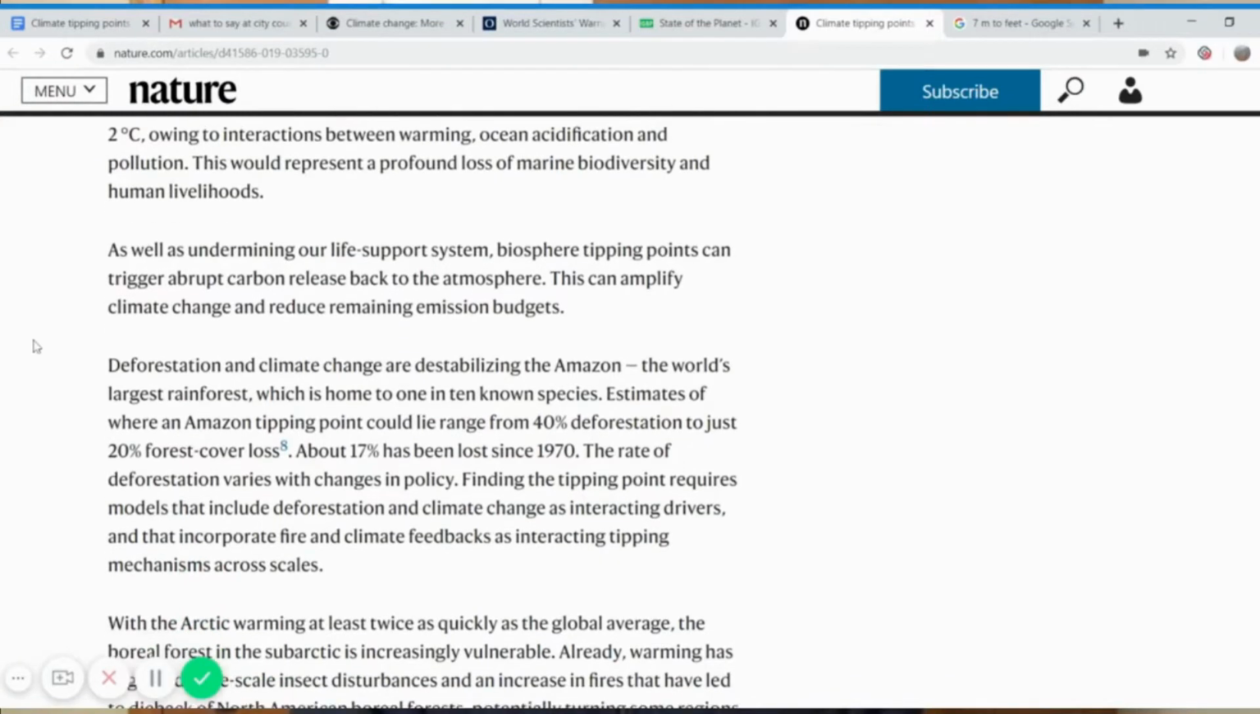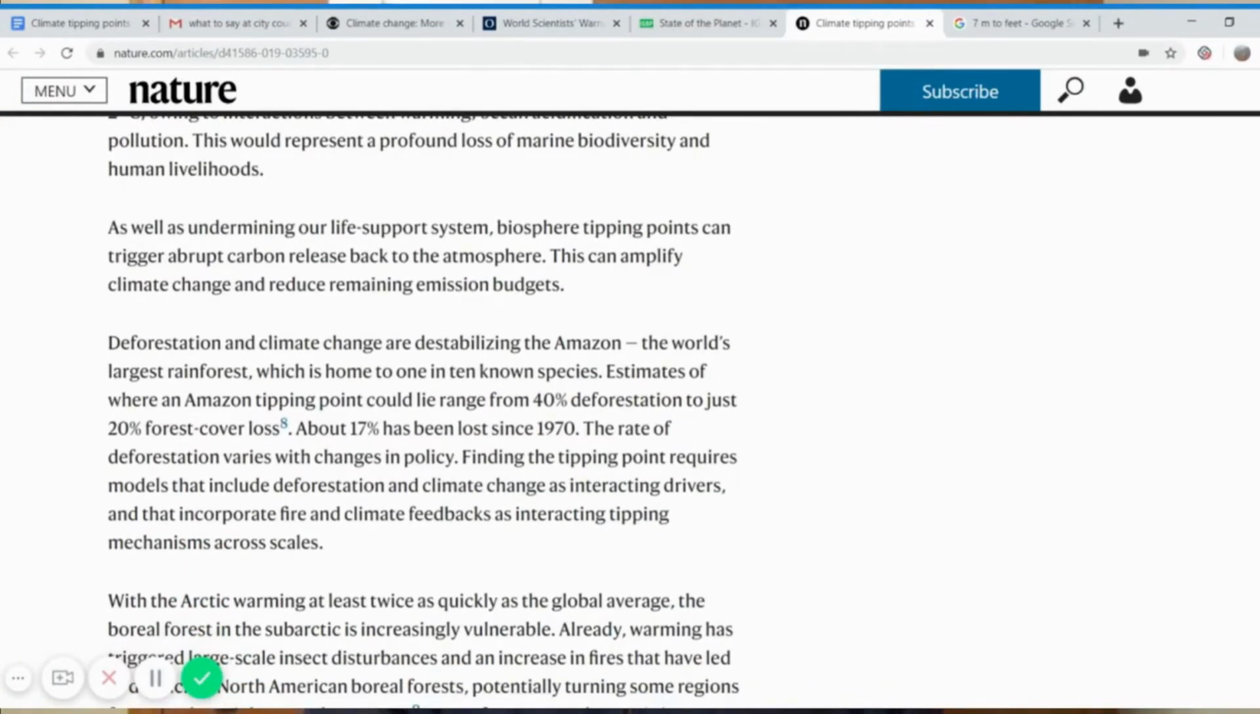We're screwing ourselves here. Deforestation and climate change are destabilizing the Amazon. Estimates of where an Amazon tipping point could lie range from 40% deforestation to just 20%. About 17% has been lost since 1970. The Amazon tipping point could be as low as 20% forest cover loss, and we are currently at 17.